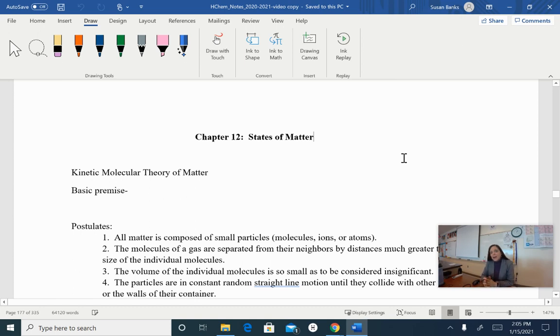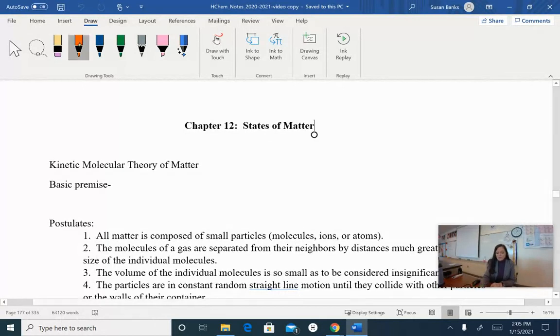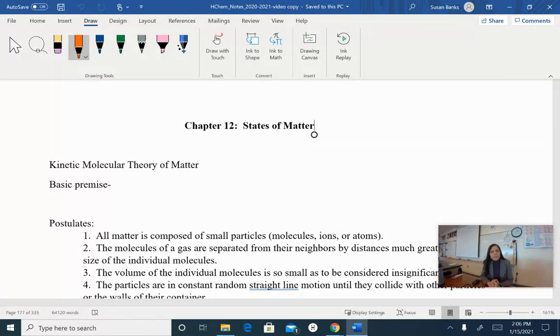All right, Honors Chem, we are going to start a new unit today. It is states of matter, otherwise known as the kinetic molecular theory. So you have done a lot of this already, probably in 7th and 8th grade. What makes a solid? What makes a liquid, and what makes a gas a gas?